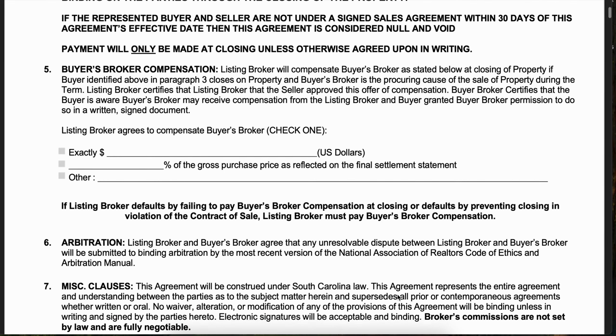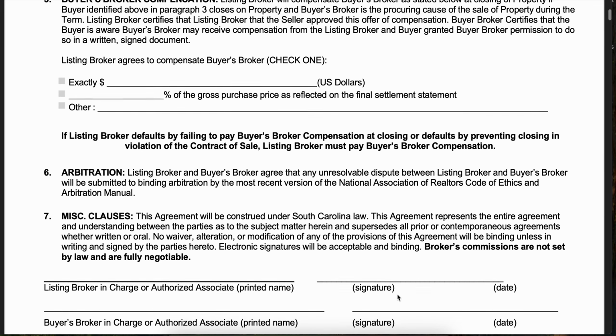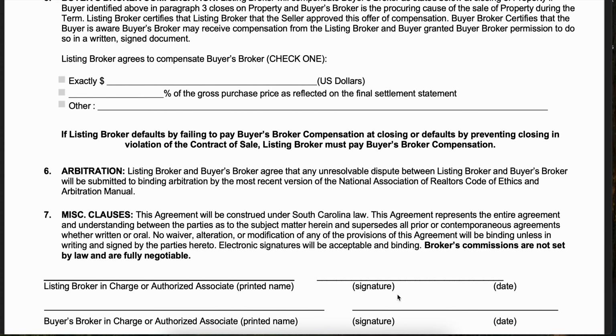And we make a reference to arbitration in the listing broker to buyer broker form, because that is a service and a requirement through the National Association that we cannot bind a member of the public to, but if you are a Realtor member, you agree to participate in arbitration. And then paragraph 7 contains various clauses that are required by law and the settlement.